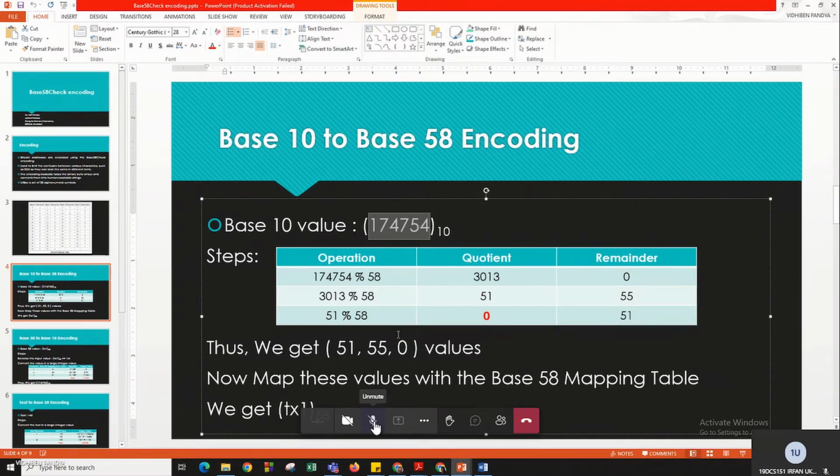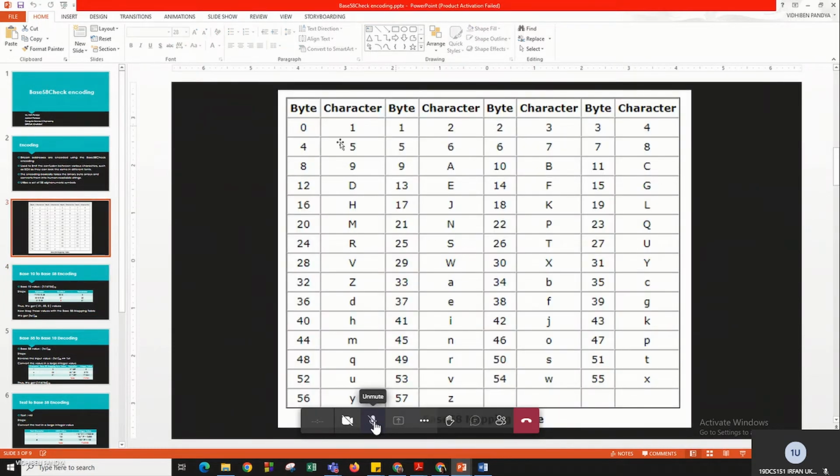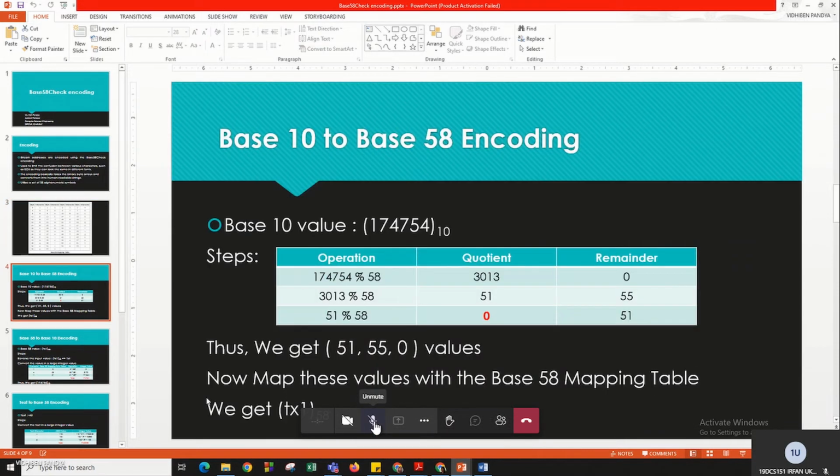So 51 here, according to our mapping table, this is your base 58 mapping table. Where the byte 51 comes, 51 is used to represent the character T, that is small t. So that is why we have replaced our 51 with T. That is conversion from one base to another base.